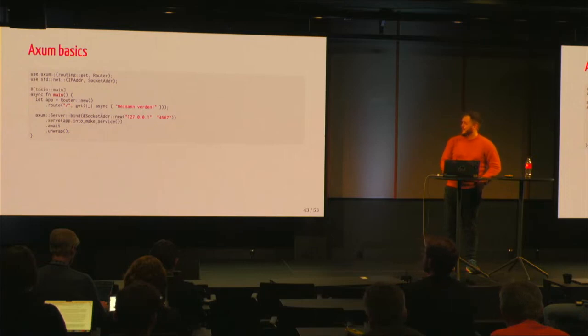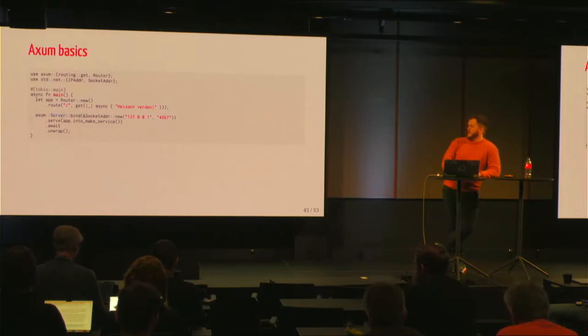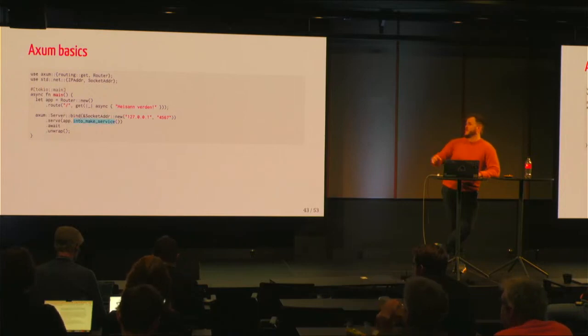And then we use the Axum server struct to bind a socket. In this case, we just bind it to the localhost and the port 4567. And then we serve it, and we take the app router and into_make_service. And then we put await.